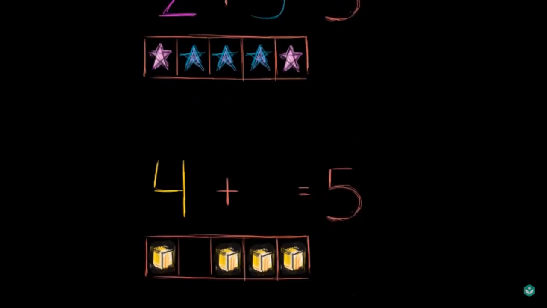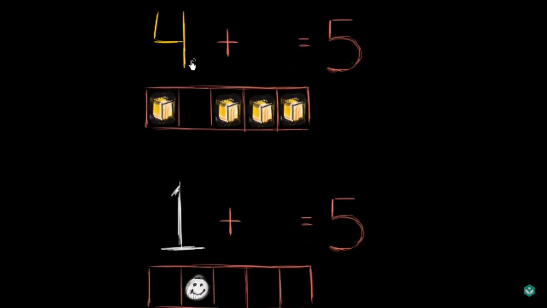Let's do a few more of these. So here, I have 4 plus some mystery number is equal to 5. And I filled out 4 of the 5 boxes. How many more do I need to fill in order to have 5 things, in order to have all 5 boxes filled out? Well, we see very clearly here that there is exactly 1 box that we need to fill in, or 1 box that we need to add to the other 4. So we see that 4 plus 1 is equal to 5.